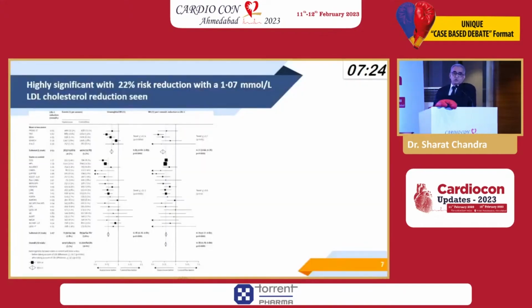Okay. You have very good data also today. If you bring down the LDL by 1.07 millimoles, which is approximately 44 milligrams, there is a whopping 22% risk reduction over the course of time. That has been shown by so many trials, starting from the old trials to the latest trials. So you have drugs, you have evidence. So what is holding us?